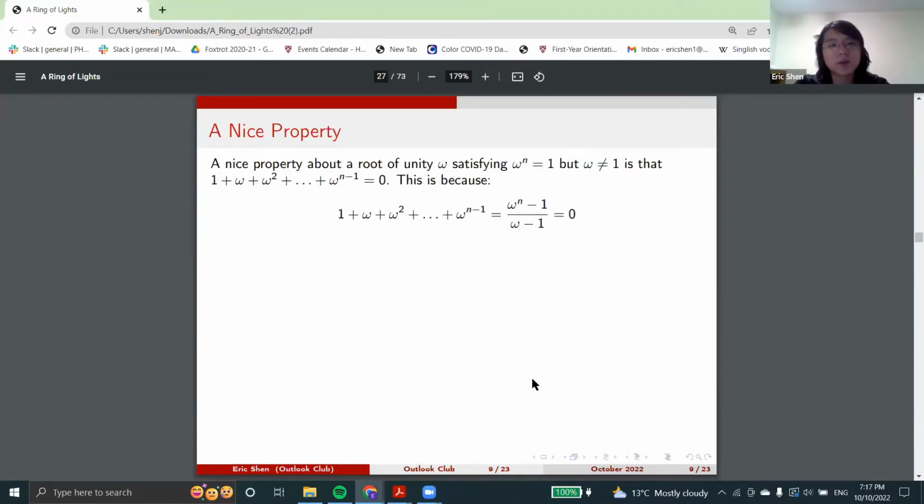And from an algebraic point of view, how can we prove this is true? Well, this is a geometric series. You can write out the geometric series, and then you realize the top is 0 while the bottom isn't, so the entire thing is equal to 0.